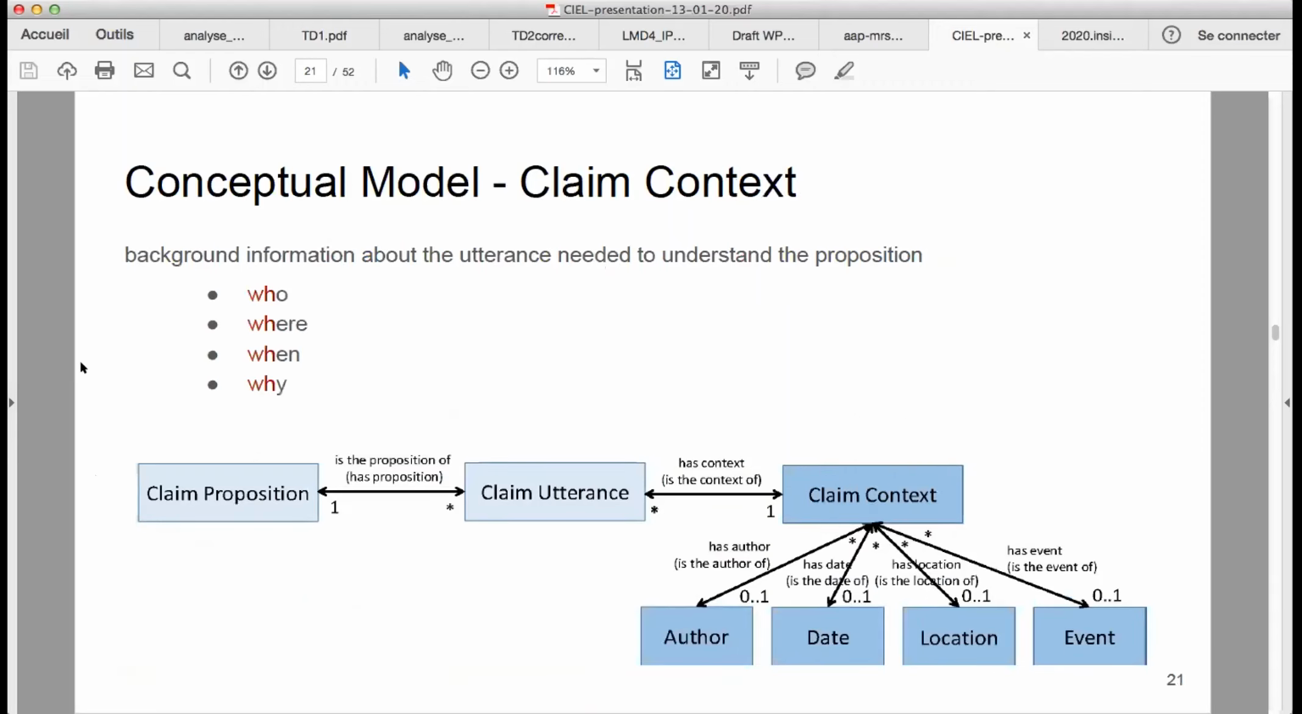Finally, the context component of the claim is a set of classes and properties which aim to answer these four WH questions: who, where, when, and why. So this is where we would have, for example, the date, location, and the event where the claim was uttered, and its author.